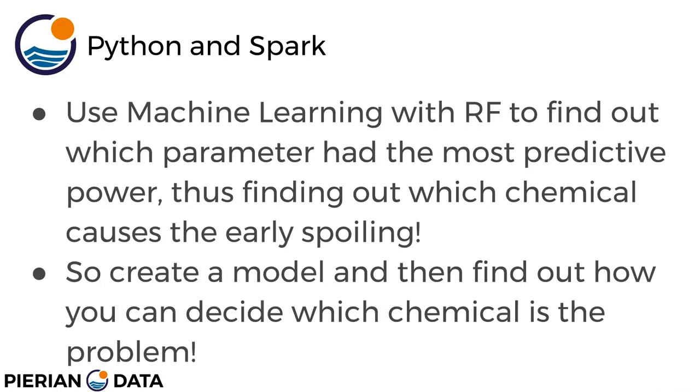So you're going to be using machine learning with random forest to find out which parameter had the most predictive power, thus finding out which chemical causes the early spoiling. So you're going to create a model that tries to predict which dog food samples will spoil, and then find out if you can decide which of the features, in this case the preservative chemicals, is the problem.